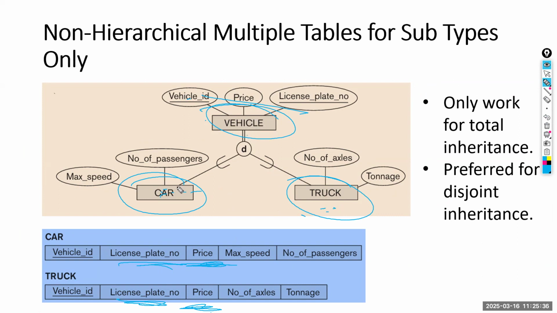මේක partial වලට වැඩ කරන්නේ නැත්තේ ඇයි? So if you have a vehicle which is neither car nor truck, ඒක car එකට දාන්නත් බැහැ, truck එකට දාන්නත් බැහැ. ඒකට record එකක් දාගන්න තැනක් නැති වෙනවා. So therefore this works only for total, not for partial. But it works for overlapping and disjoint. ගොඩක් අය මේක පාවිච්චි කරන්නේ disjoint වලට. Preferred for disjoint.